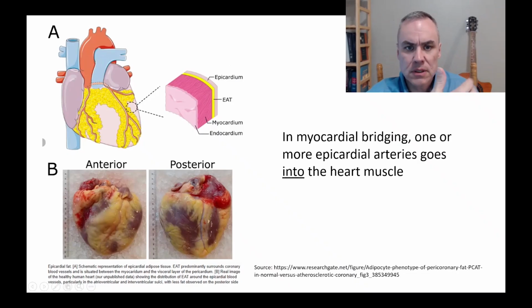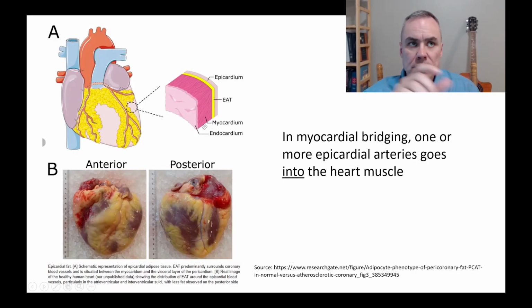But like I said, in a myocardial bridge, that artery goes through the fat and penetrates into the heart muscle, which is called the myo, which means muscle, and then cardium, which means heart.